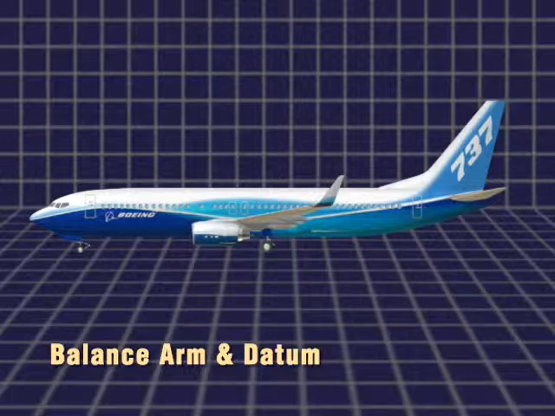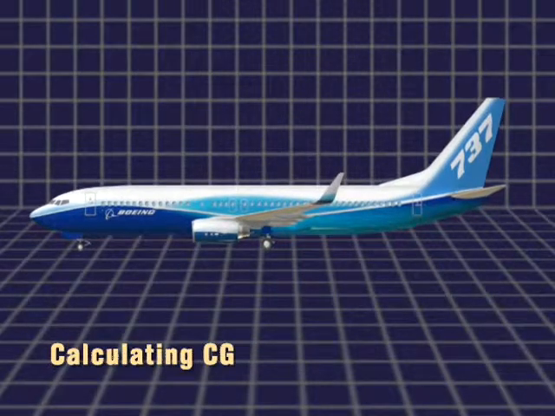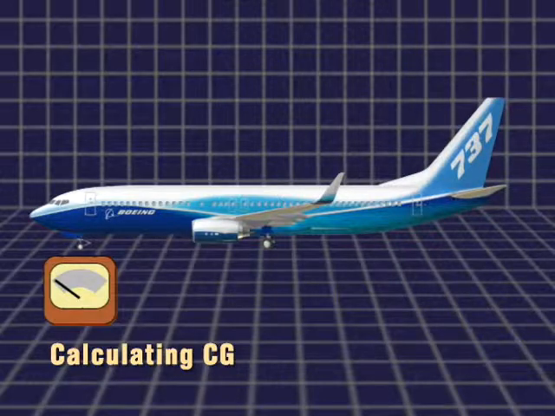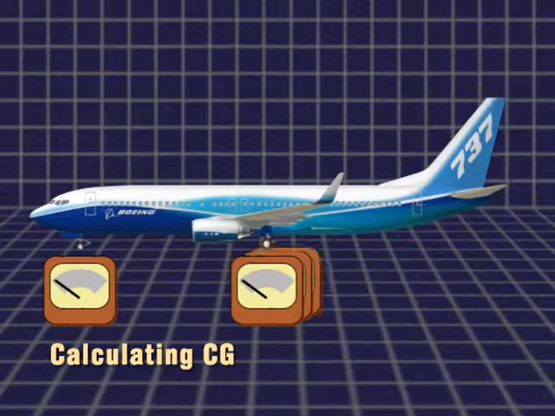Now that we know about the datum and balance arms, we're ready to discuss how to determine CG from the scale readings. To begin, you will need to know the reading from each scale. You use a different number of scales depending on the model of airplane you are weighing. For the 737, we use one scale under the nose gear and one scale under each of the main gear wheels for a total of 5.